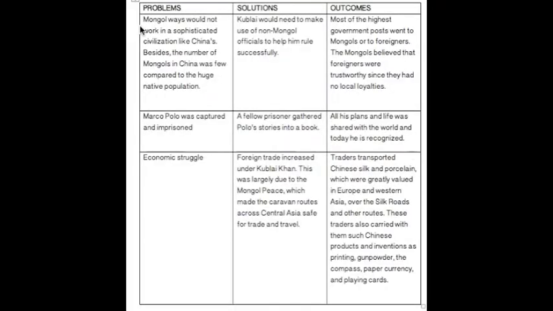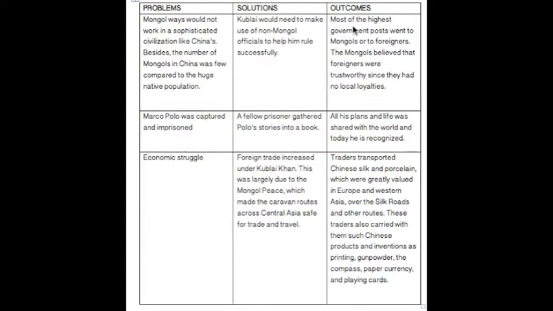Alright, identifying the different problems, solutions, and outcomes. So first, Mongol ways would not work in a sophisticated civilization like China's. Besides, the number of Mongols in China was few compared to the huge native population. The solution, Kublai would need to make use of non-Mongol officials to help him rule successfully.